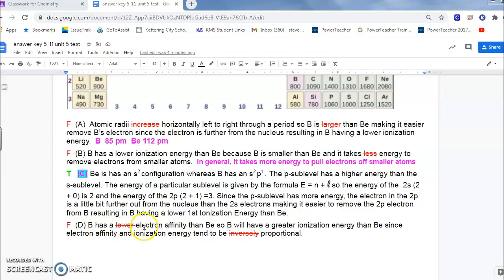Letter D, boron has a lower electron affinity than beryllium because boron has a higher ionization energy than beryllium. Well, actually, boron has a higher affinity than beryllium, not a lower affinity. So it's wrong right there. And actually, the greater affinity you have in general, the greater ionization energy you would have as well. So those atoms that want another electron badly, in general it is harder to strip the electrons they already have.